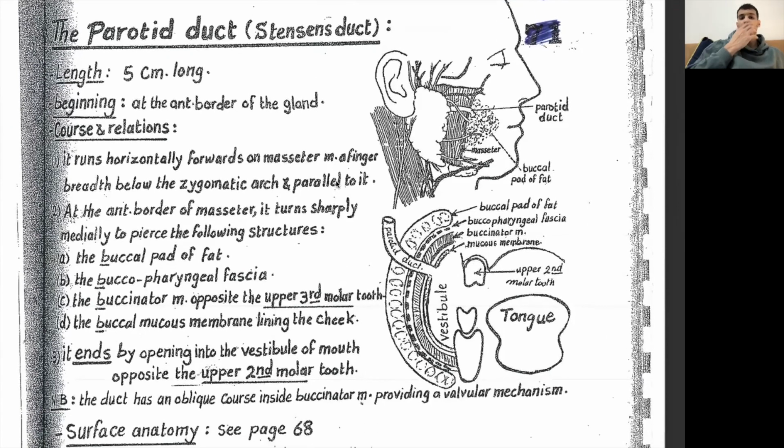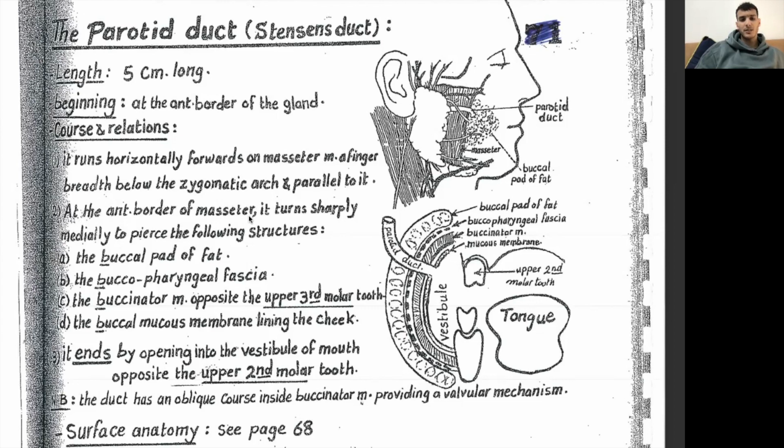Okay, so now we're going to discuss the parotid duct, and of course it's 5 centimeters long, beginning at the anterior border of the gland, at the most convex part of it. Course and relations: it runs horizontally forward on the masseter muscle, a finger-like breadth below the zygomatic arch, so just saying how far it is from the zygomatic arch, and parallel to it. So that's the parotid gland, parotid duct, that's the zygomatic arch.